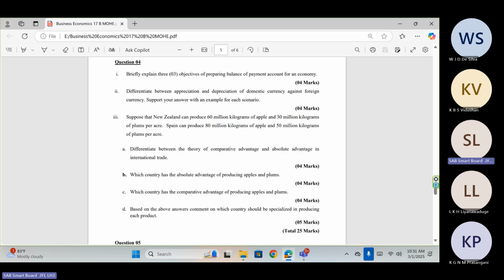The other one is about the trends, right? By looking at the balance of payment account, you can have an understanding about the trends of the economy regarding these international trade transactions. So where the country is heading, whether it is towards an export-oriented economy, or whether it's already an export-oriented economy.